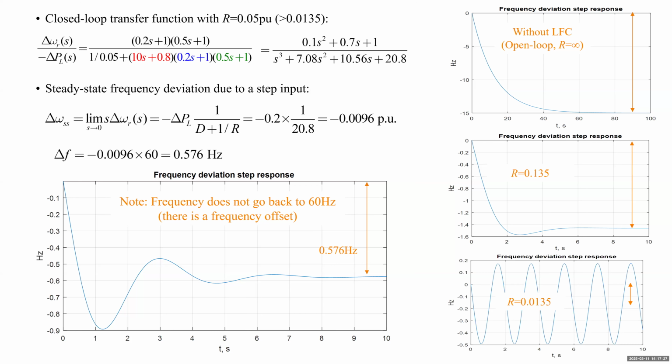Let's continue. The last slide just shows that if we take the boundary value, the system will be marginally stable, although the frequency deviation is still not back to 0. All right, I will see you on Thursday.